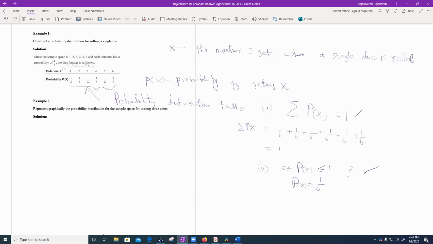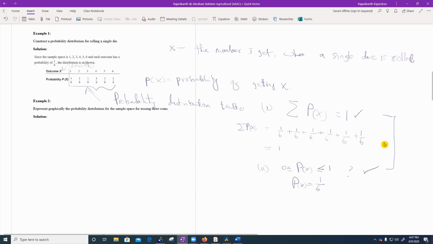So if you are asked to make a probability distribution, make the table like that. First of all, you find possible outcomes for your experiment, then find the individual probabilities, then check whether these two conditions are satisfied. Make sure that these two conditions are satisfied.